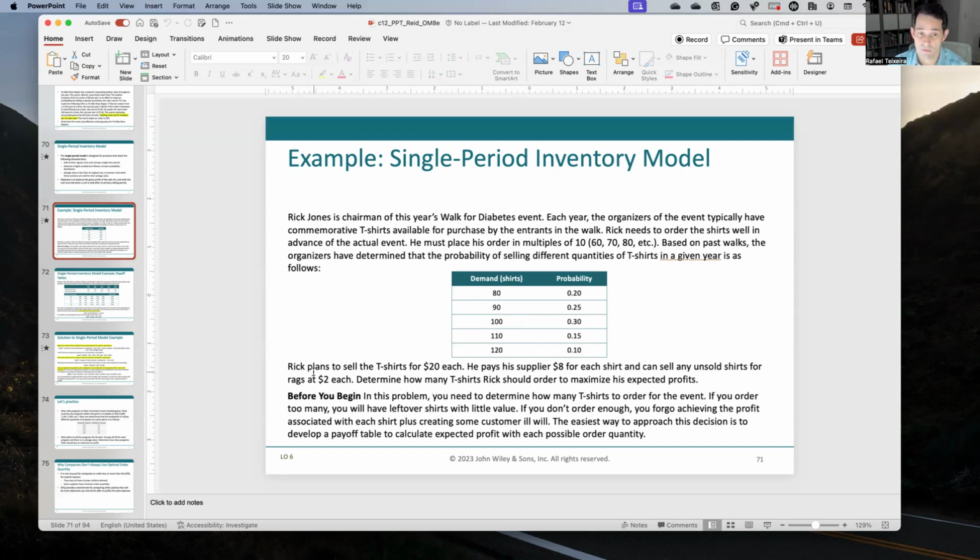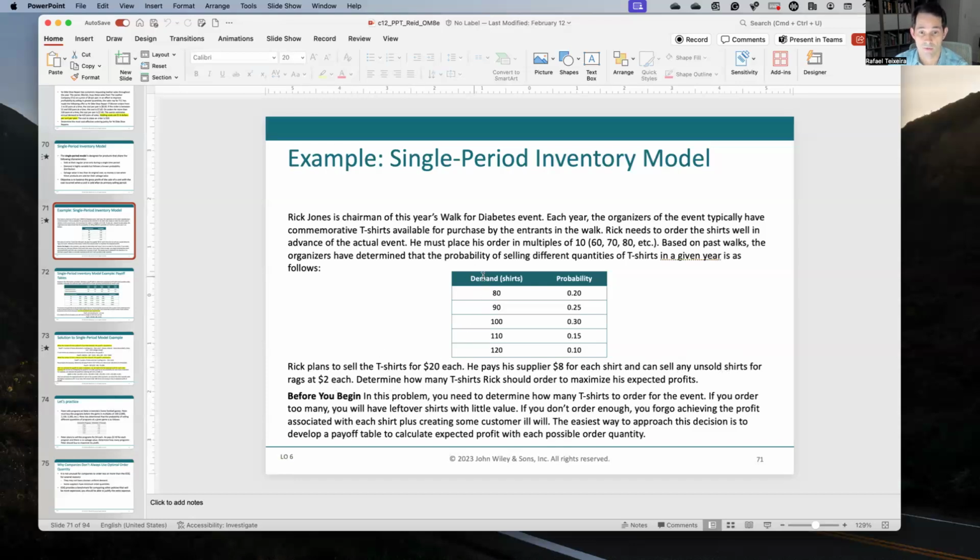So here we have some information. Rick plans to sell the t-shirts for $20 each. That's the price. He pays his suppliers $8 for each shirt. That's the cost. And if he cannot sell the shirts during the event, he sells unsold shirts for $2, with a loss of 6. I'm going to show you, okay?